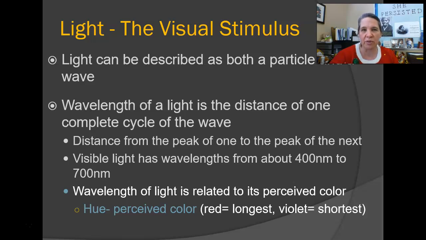So hue is one of our vocab words. That's the perceived color that we see. Longer wavelengths give us a red hue, and then the shortest wavelengths give us a violet or a purple hue.